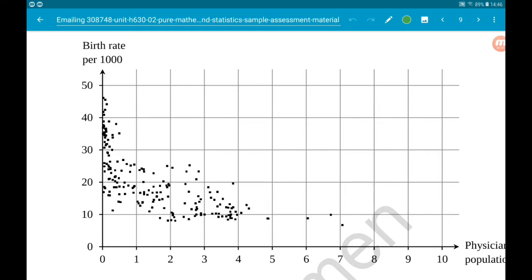So the scatter diagram absolutely does not prove that increasing the number of physicians would lower the birth rate. We could also say that the data has nothing to do with showing what happens when the number of physicians increases. Anything like that, and you're cool. Right, that's that one done, thank God.